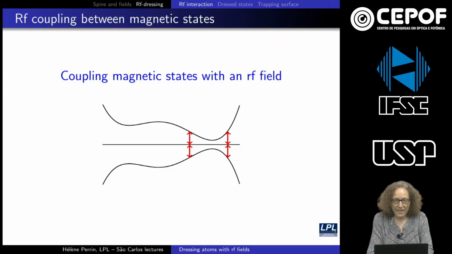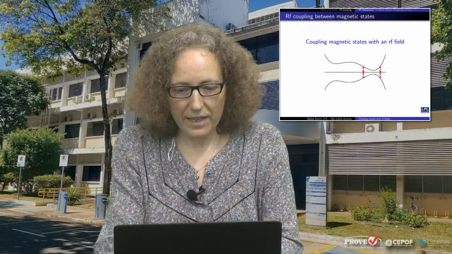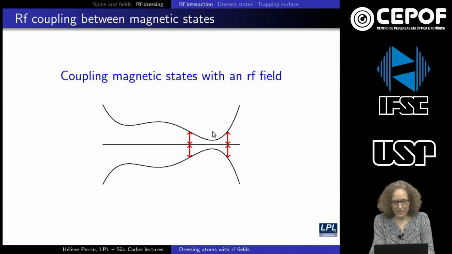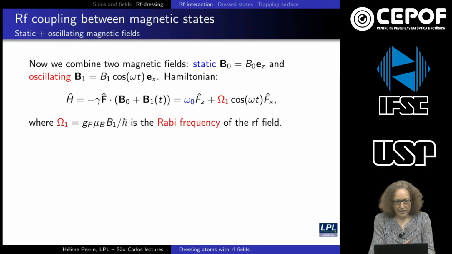Okay, so we have seen how to confine atoms with magnetic fields. Now let us introduce one more ingredient, and this is a radiofrequency field able to couple the different magnetic substates at some position resonantly. So a radiofrequency magnetic field is just another magnetic field that we can write as some amplitude which is modulated in time at some frequency omega.